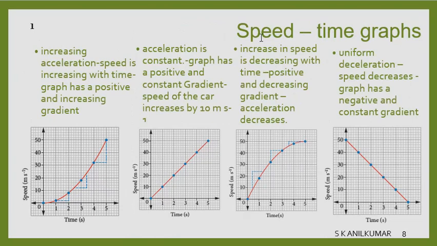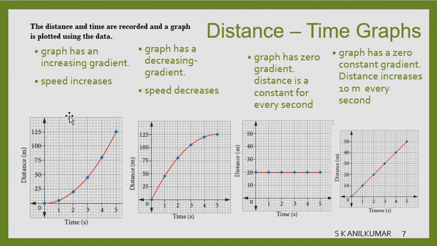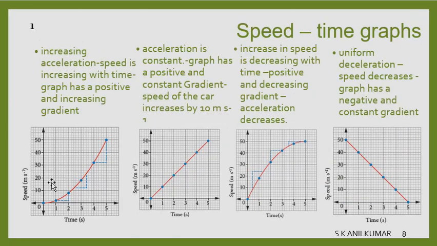Now let us look at the relationship between speed and time. Now increasing acceleration. Here we saw increasing speed, decreasing speed, constant speed, and distance increases 10 meter for every second, constant gradient, right? Here increasing acceleration. Speed is increasing with the time. If you look at this, this is small, this is bigger, that means what? It is increasing. The graph has positive and increasing gradient when it is increasing acceleration.